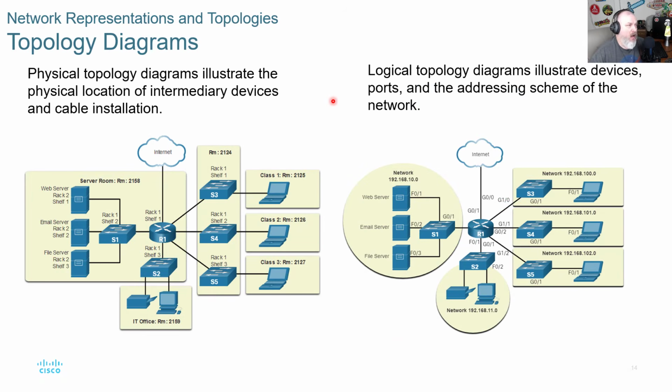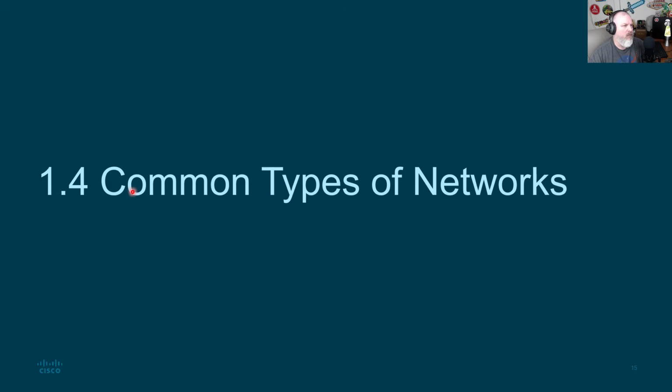Now, when we talk about topology diagrams, you have two different types. You have a physical and you have a logical. The physical illustrates the physical location of the intermediary devices and the cable installation. So if we look on the left here, we see that we have our server room, so it's telling us where it's actually located. This one is most likely on the second floor in room 158, since that's usually how numbering works. It may be somewhere else.